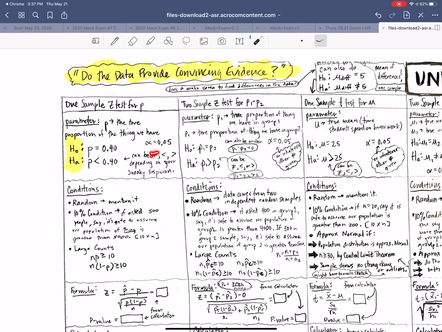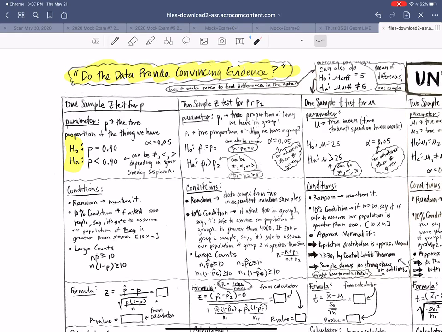So this would be the case if they said, well, I don't agree or disagree. I think it could be more and it could be less. I just don't think that it's 40% approval rating. So that's when you'd use a not equal to sign.